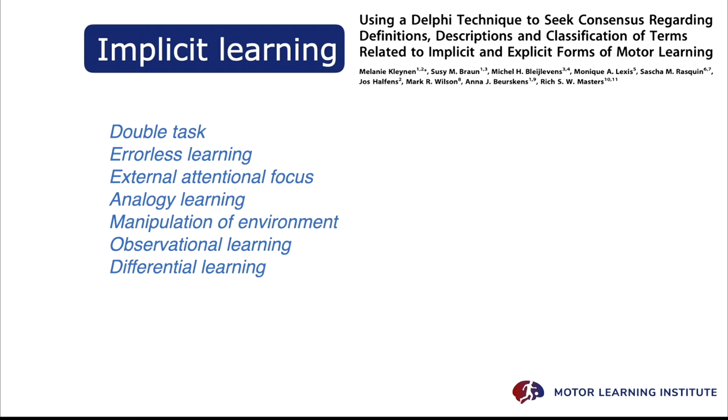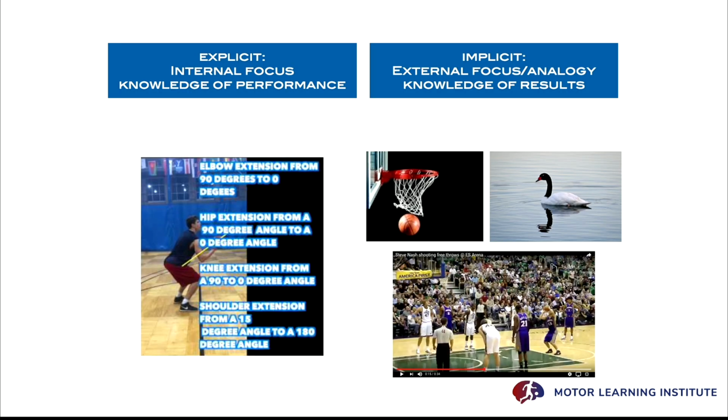Okay, some examples. Implicit motor learning, and there's tons of ways to stimulate implicit motor learning, and I'm going to target those two today: external attentional focus and analogy learning. So first, a little bit of the difference. There's external attentional focus, like I said, on the right side here, and then you have internal attentional focus on the left side.